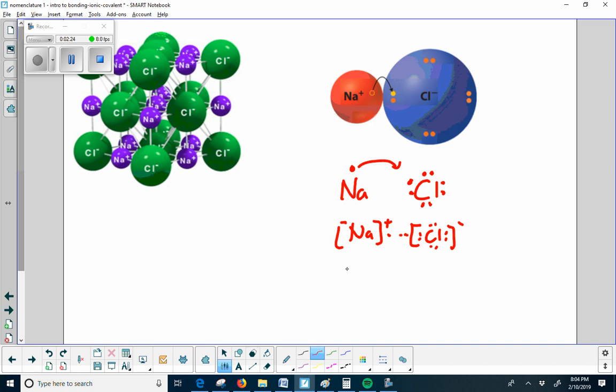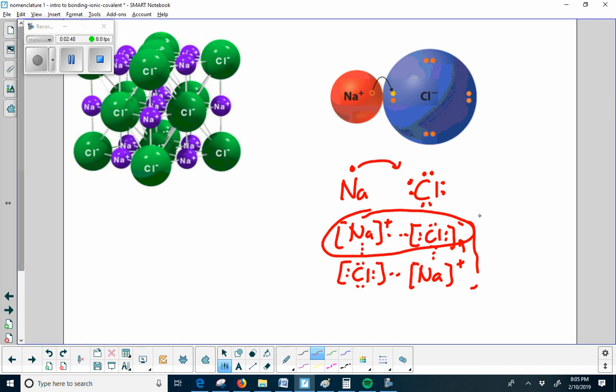And what's going to happen, as I said earlier as well, is we're going to have several of these ions joining together. So we're going to have these cations being attracted to anions, and anions being attracted to cations. This whole thing is called a crystal lattice, and this little unit in here, we'll learn later, is called a formula unit.